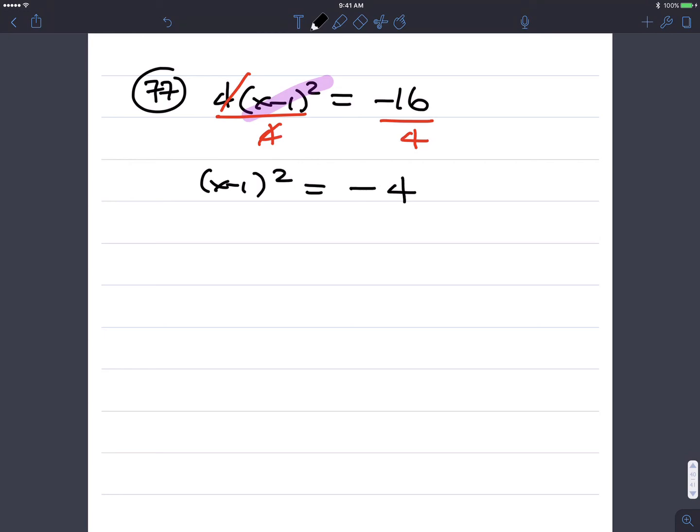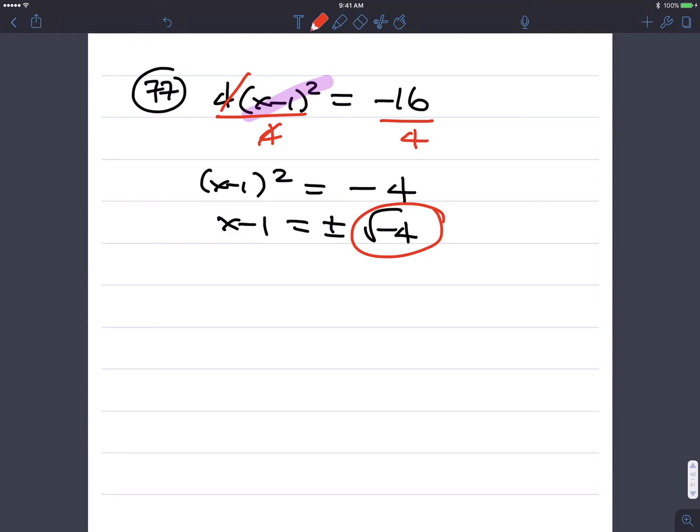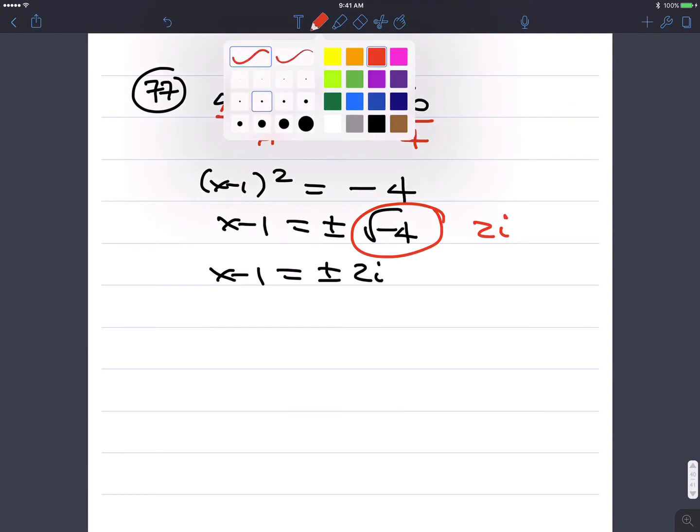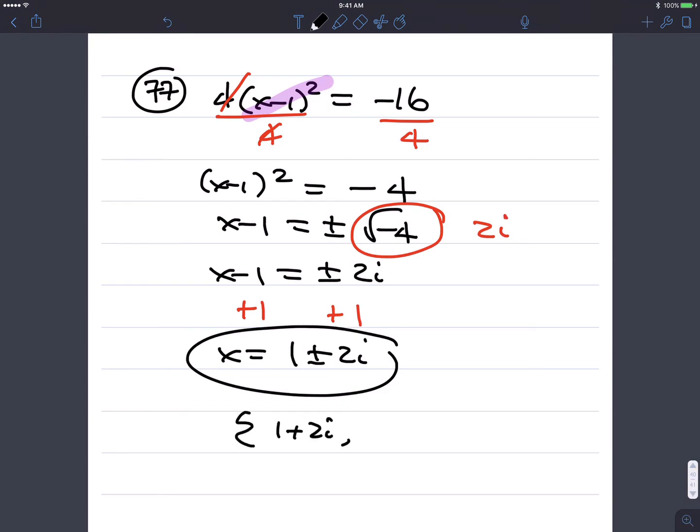Now by the square root formula, x − 1 is plus or minus square root of negative 4. The square root of negative 4 is 2i, so I can replace my radical with a 2i. I get x − 1 is plus or minus 2i. Solving for x, we add 1 to both sides. And now we get x equal to 1 plus or minus 2i. Two solutions, 1 plus 2i and 1 minus 2i for 77.